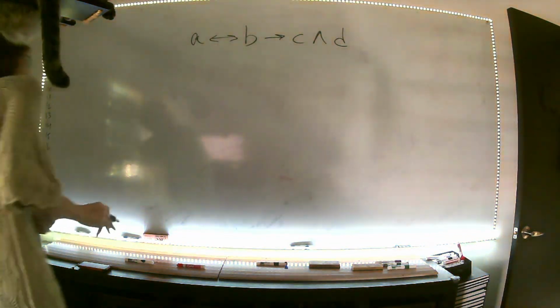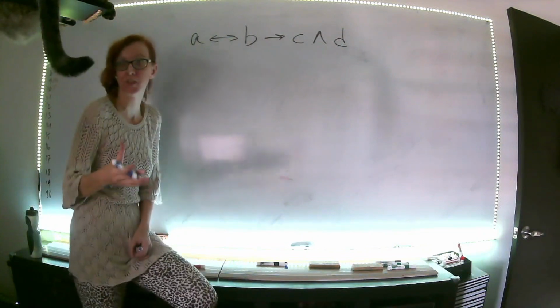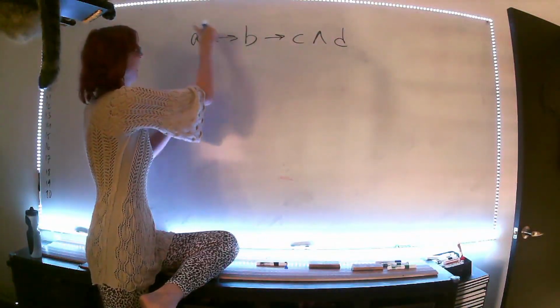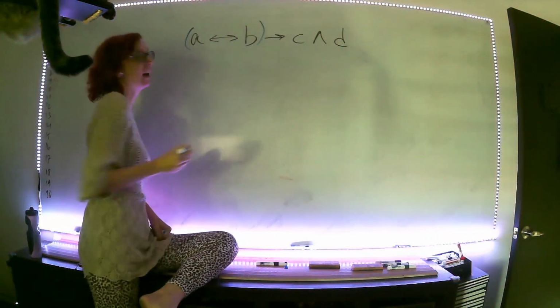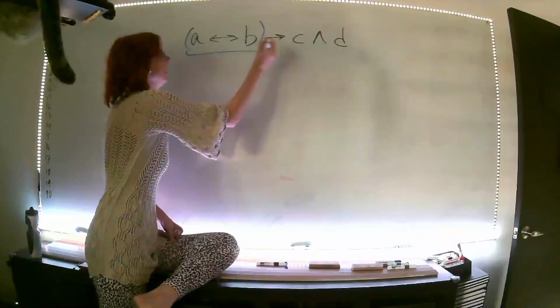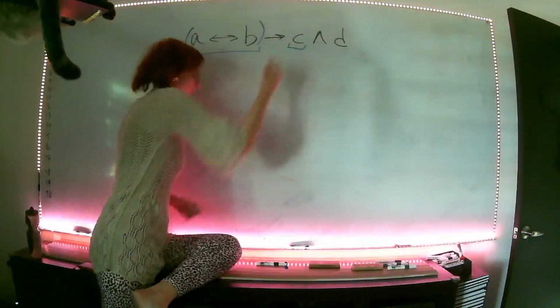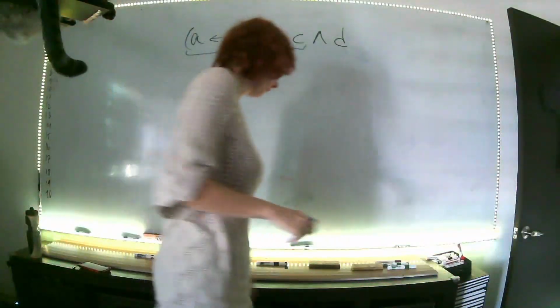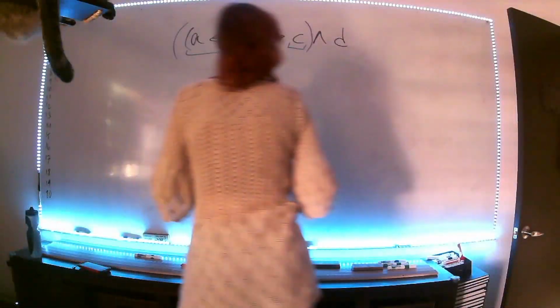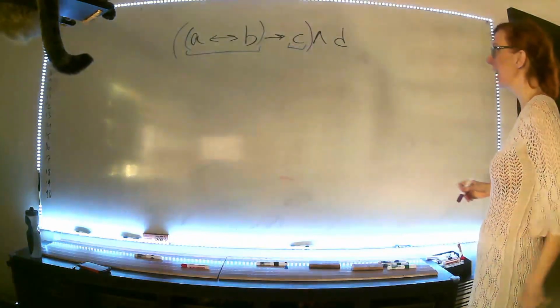So what does this mean? This means place the parentheses in this order. First, I need to put parentheses for the equivalence. So that's going to tie first. Then the implication. So now this thing implies this thing. So they will get the second set of parentheses. And only after everything else has been done, we're going to do the AND D.